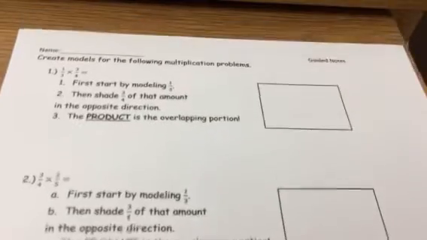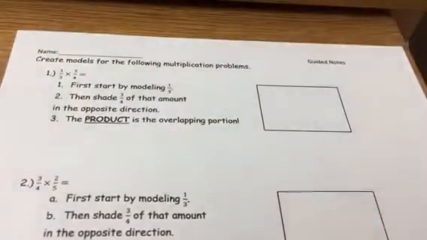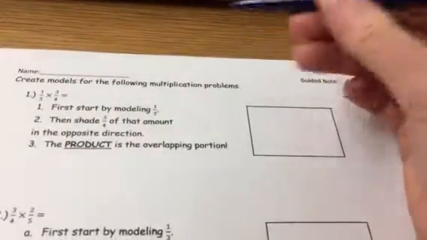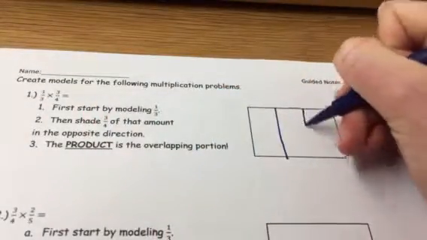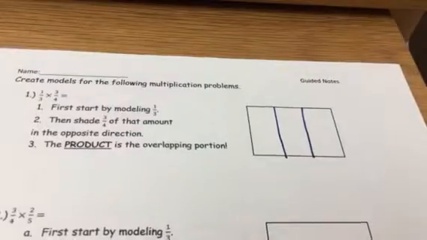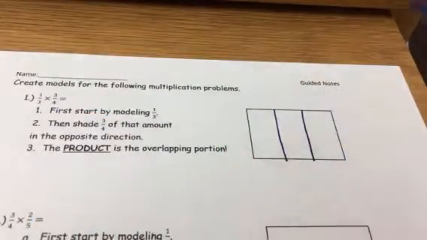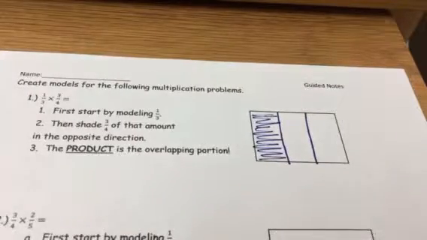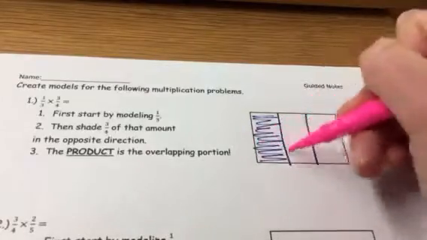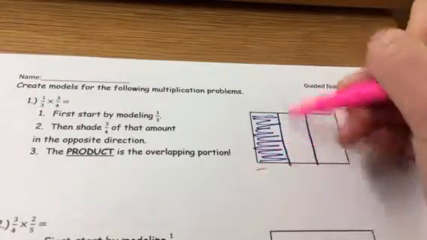So the next one we're going to do is 1/3 times 3/4. So we're first going to start out by modeling a third. So let's go ahead and break this up into 3 equal pieces. Now I need to take, and shade it in. So that's 1/3. I need to take 3/4. I need to create 3/4 of this strip right here.